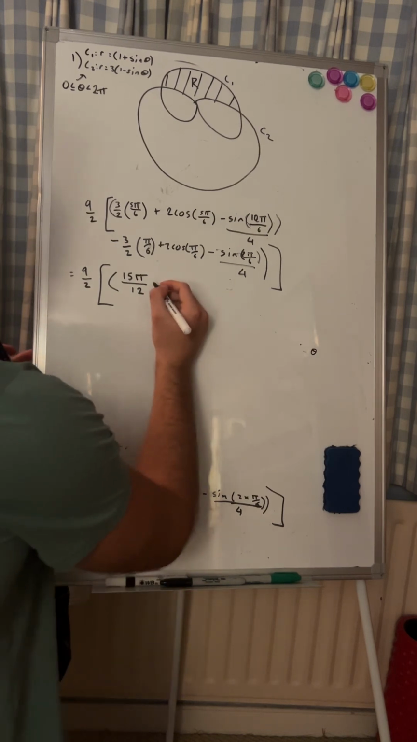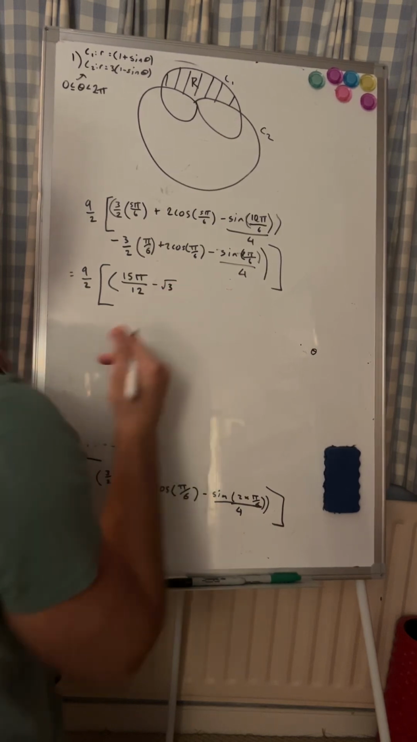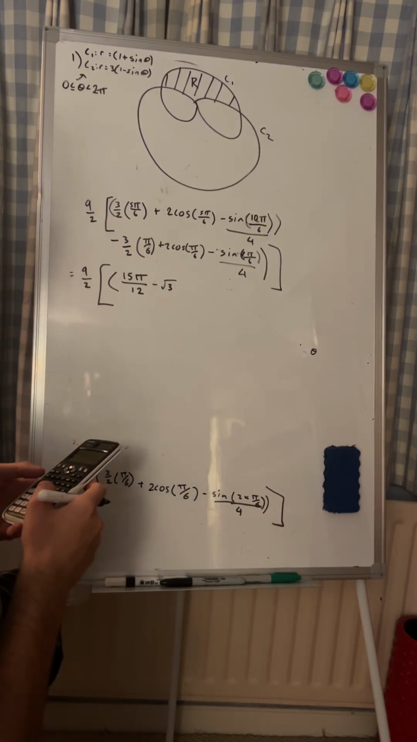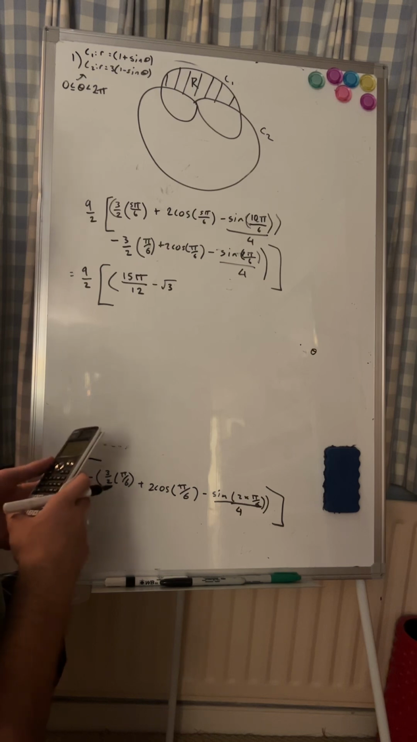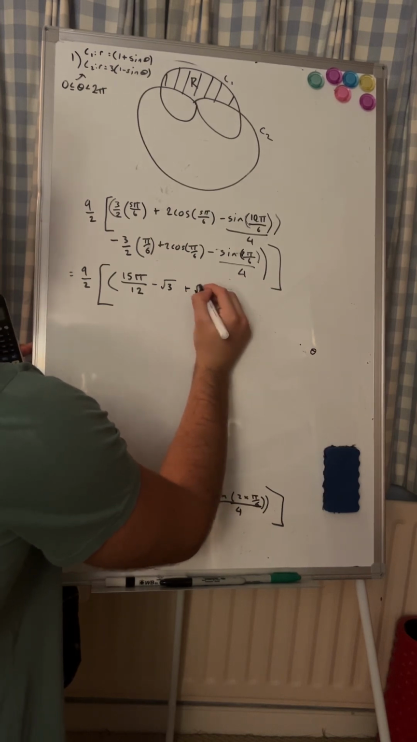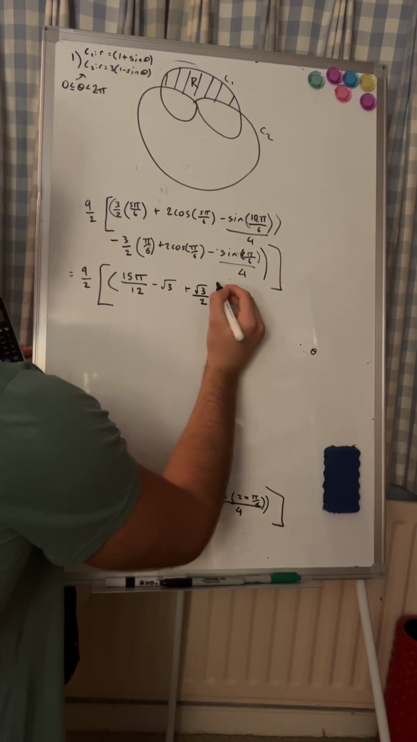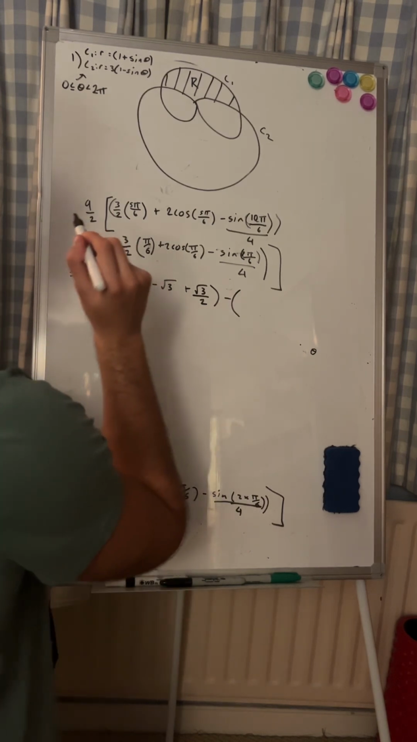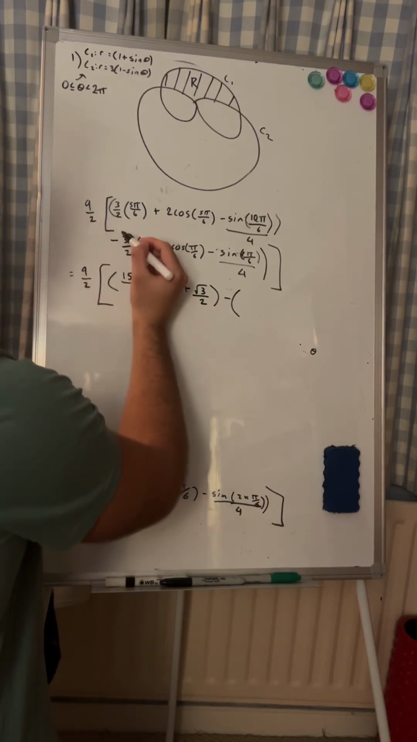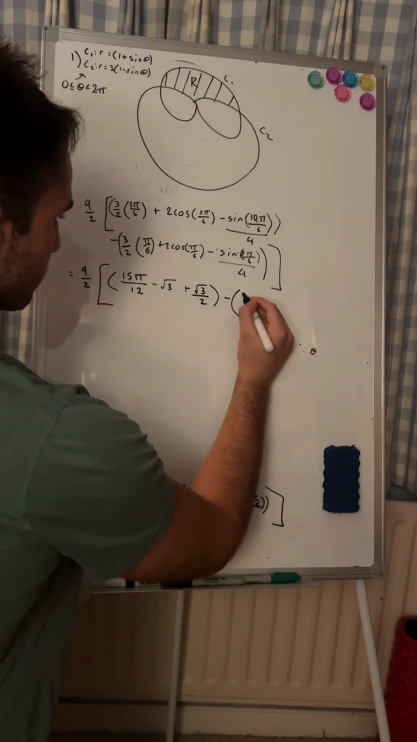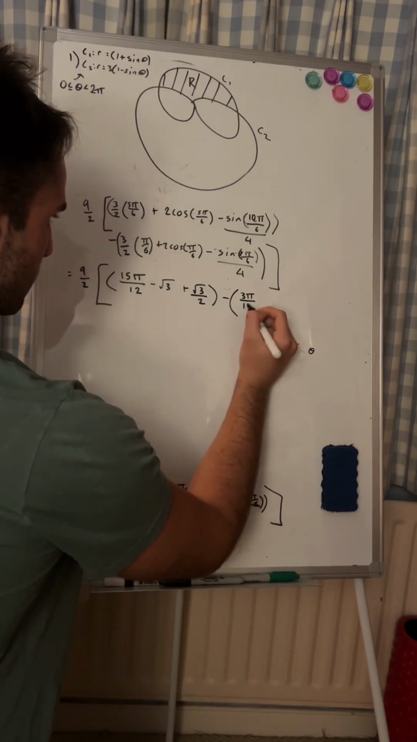is minus root 3. Sine 10 pi over 6, minus sine 10 pi over 6, is plus root 3 over 2. That's the first one. Try and fit in the next one. So we're minusing this actually. So that's 3 pi over 12.